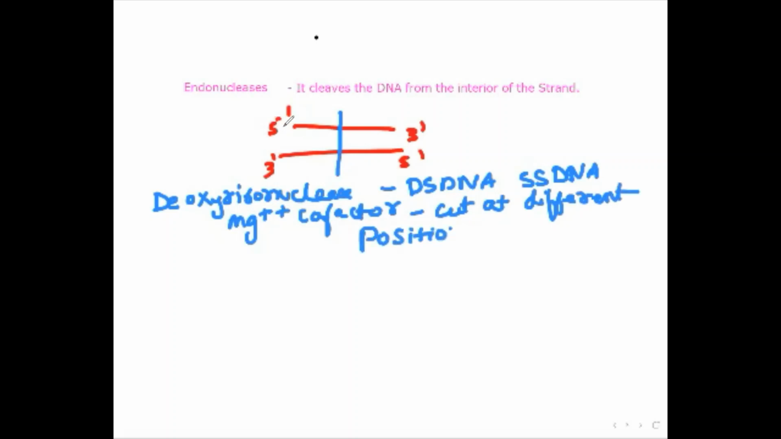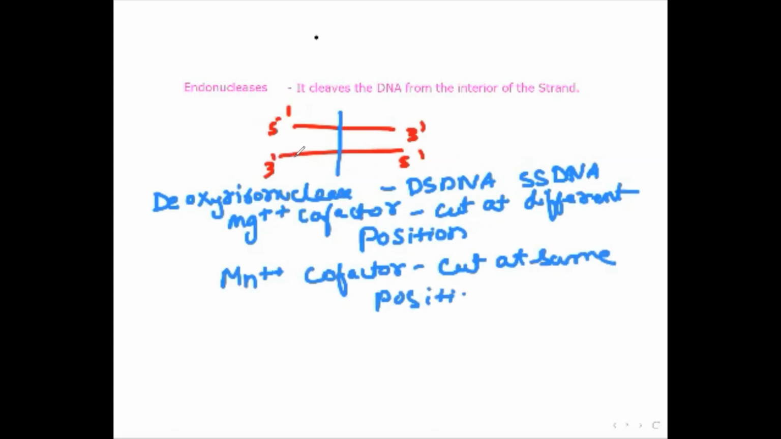And at the same time, when it has manganese as its cofactor, it cuts at the same position. So you need to just get one single touch of how it differs. When it has magnesium as the cofactor, it cuts at different positions, and when it has manganese as cofactor, it cuts at the same position. Then deoxyribonuclease, also called DNAs.